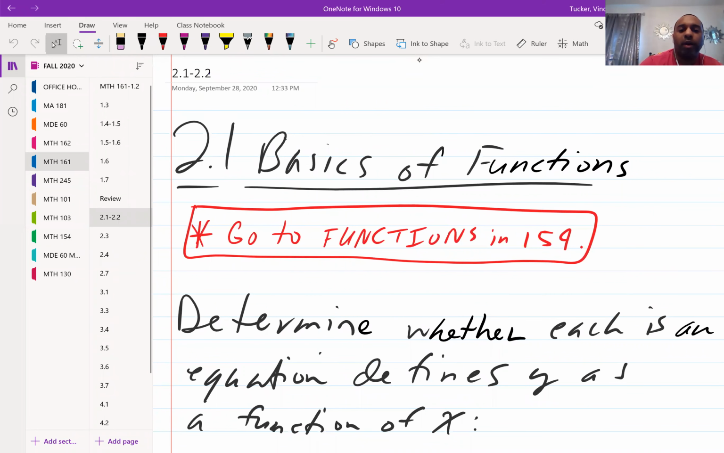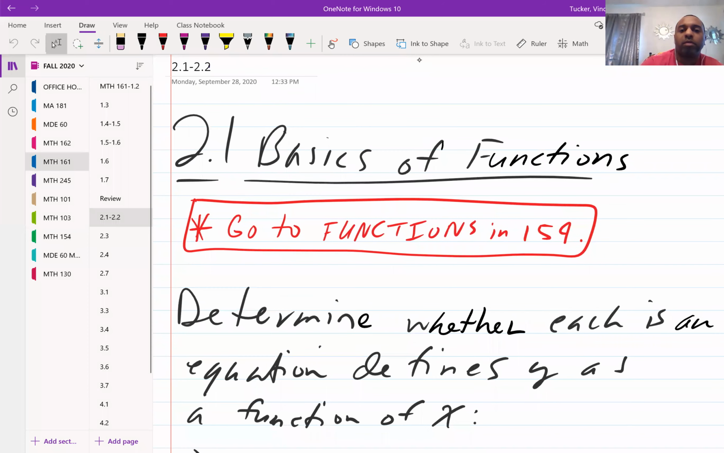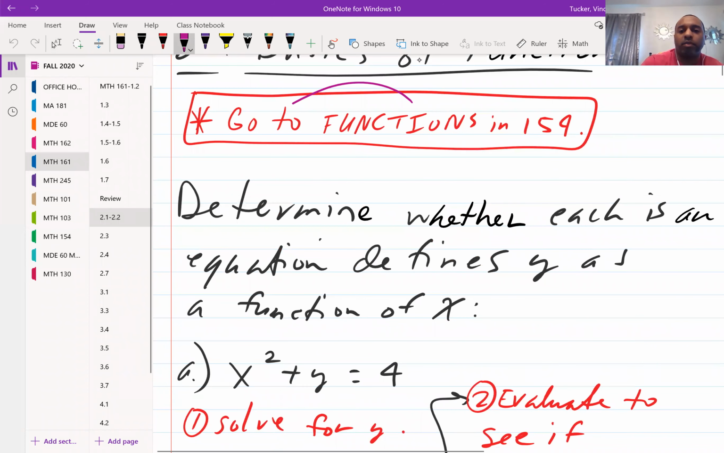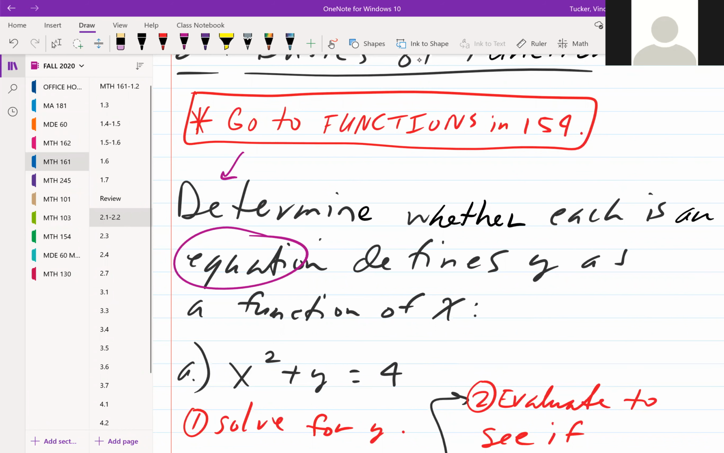So now we're picking up here. And like I said, this was my notes, the go to functions in 154. That was for me. So now we're here. Determine whether each is an equation or whether each is an equation that defines y as a function of x. So before we had a relation and we're trying to see if that was a function. Now we have equations that we're going to look at to see if we can tell if they're a function or not.